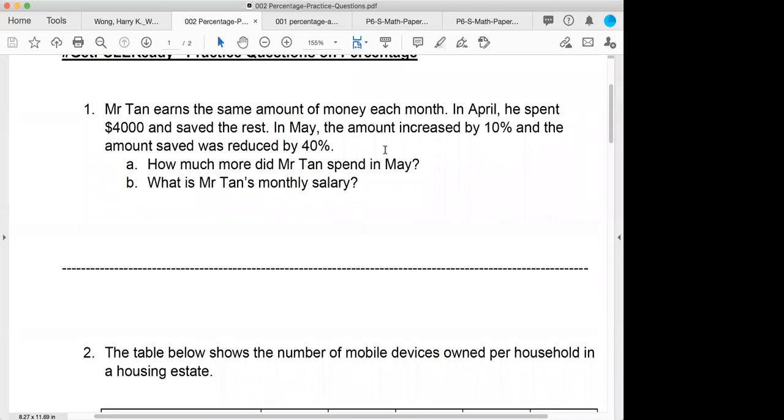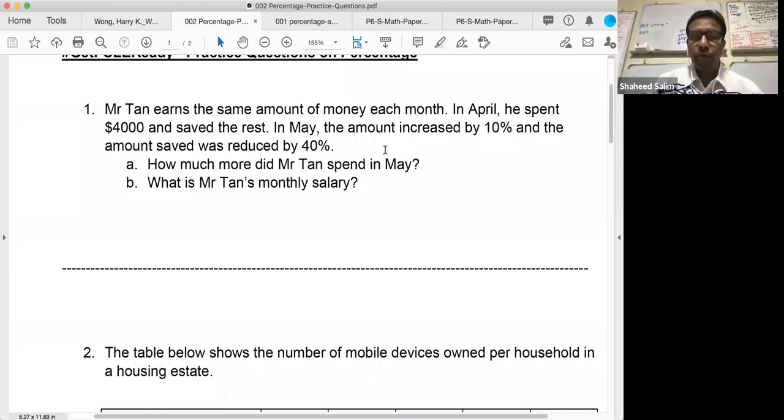Is it 4400? 4400. A is how much did he spend in May? So, yes. Congratulations. Well done. I'm going to answer keys.